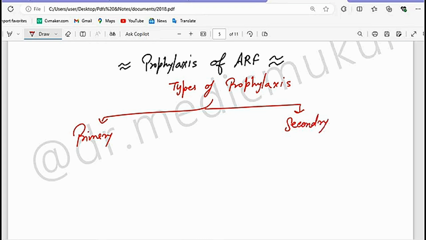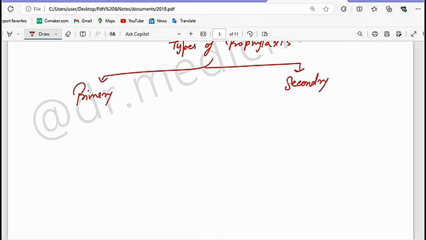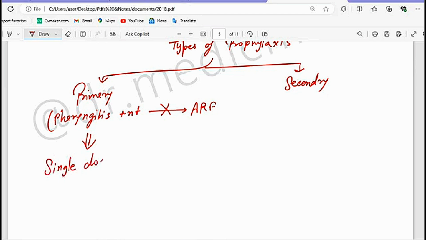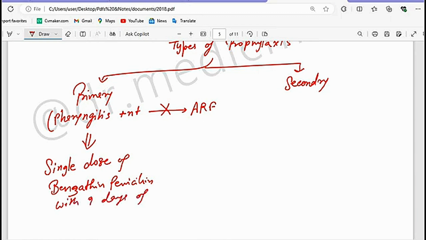In primary prophylaxis, for example, if there is pharyngitis, I told you there is a history of pharyngitis or tonsillitis. If pharyngitis is present and has not progressed to acute rheumatic fever, in that condition we give primary prevention. In primary prevention, we give a single dose of benzathine penicillin within 9 days of pharyngitis.